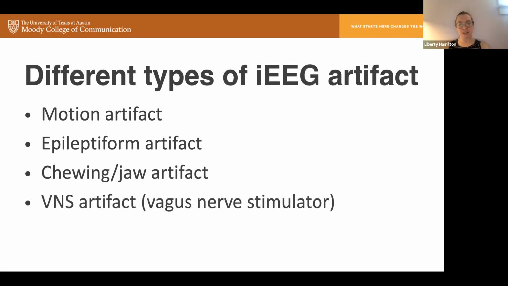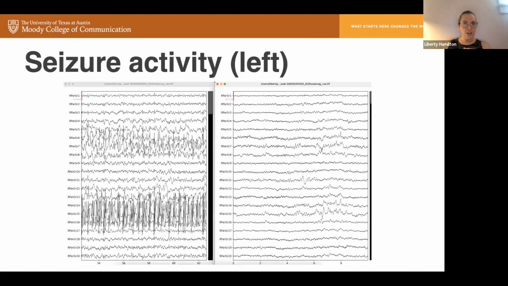And then the last one, which I hadn't seen before until recently, is that some folks with epilepsy have what's called a vagus nerve stimulator. And you can see a vagus nerve stimulator artifact. That is going to be a repetitive stimulus that I will show you an example of in just a second. So let me show you a couple of examples of some seizure activity.